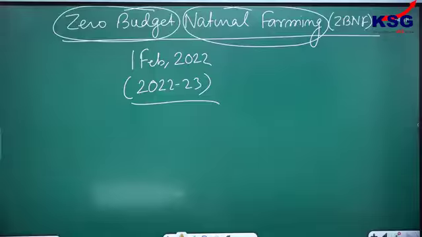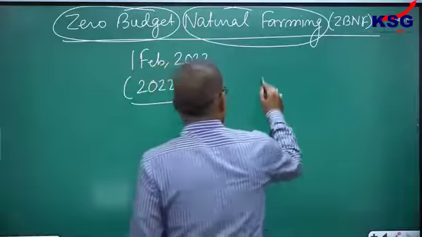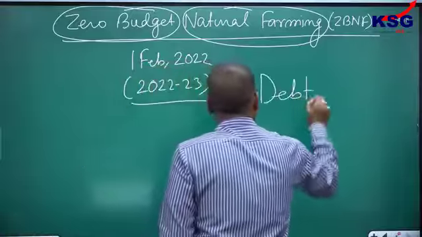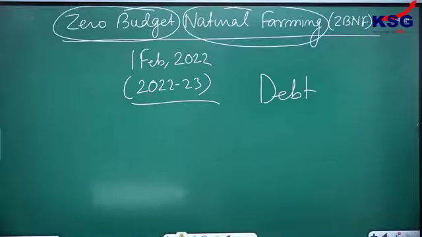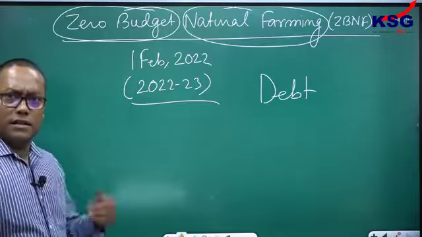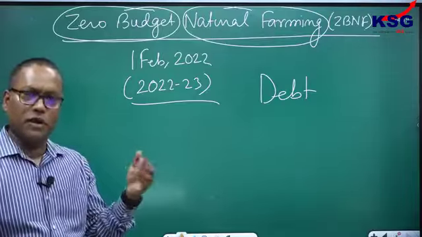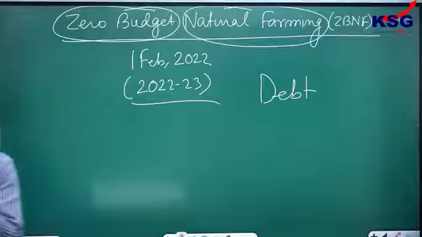Debt is a problem for farmers of all sizes in India. All sizes means marginal, small, semi-medium, medium farmers, all sizes.